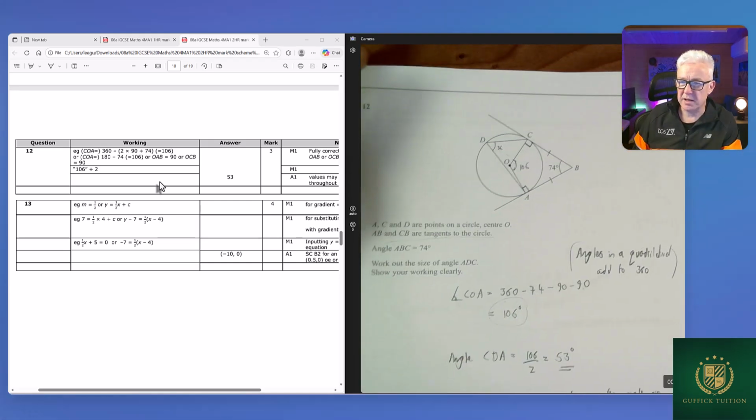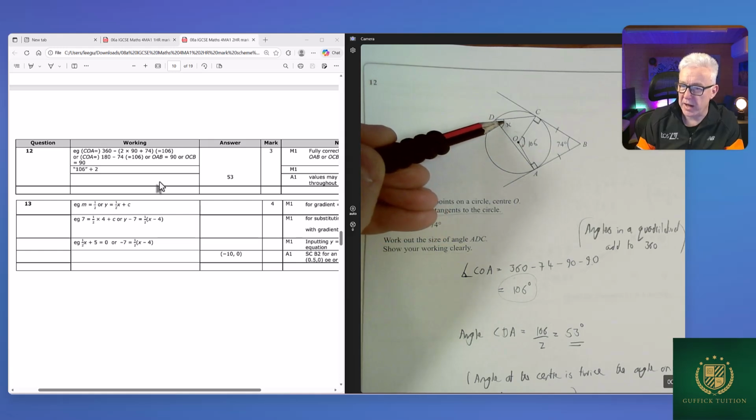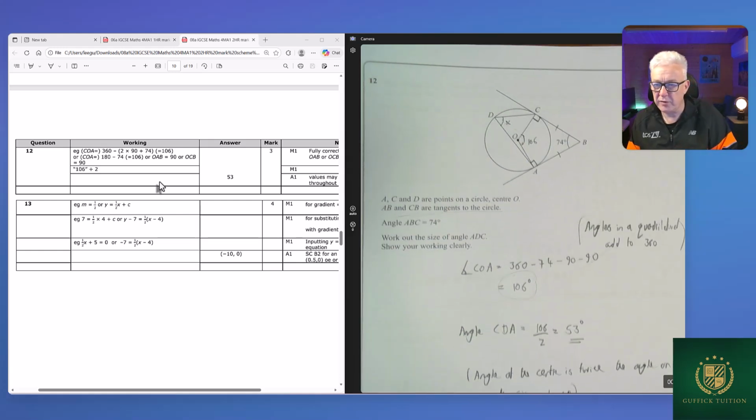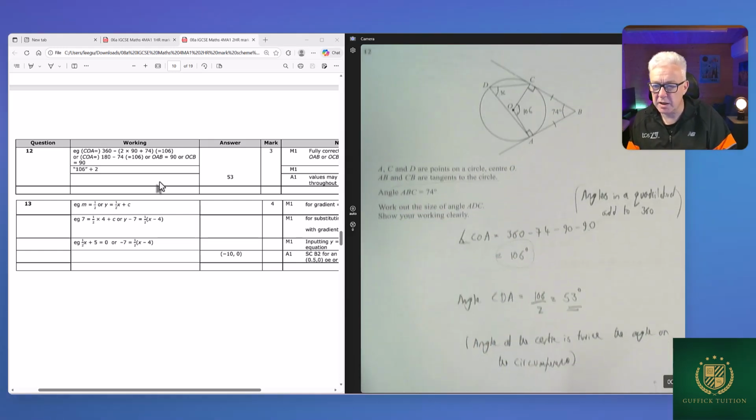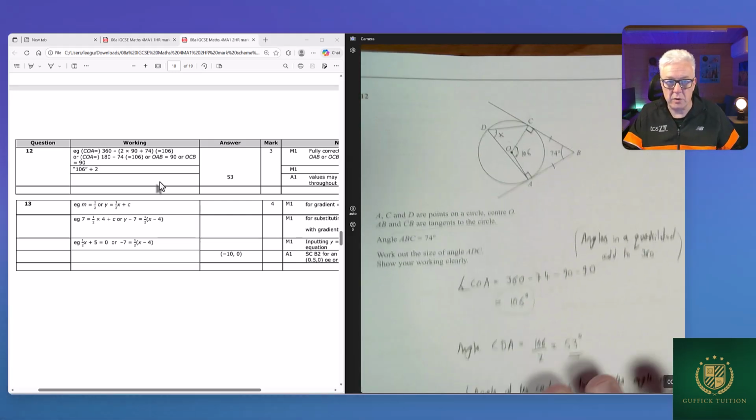So that's perfect. So now we can use the fact that the angle at the centre is double the angle at the circumference. So therefore, as we've got 106 at the centre, we're going to have half of 106, in other words, 53 degrees at the circumference. So therefore, the angle in question, the angle CDA, is going to be 106 divided by 2, which is going to be 53 degrees, and that is our answer for that one. Again, quite a nice question there.